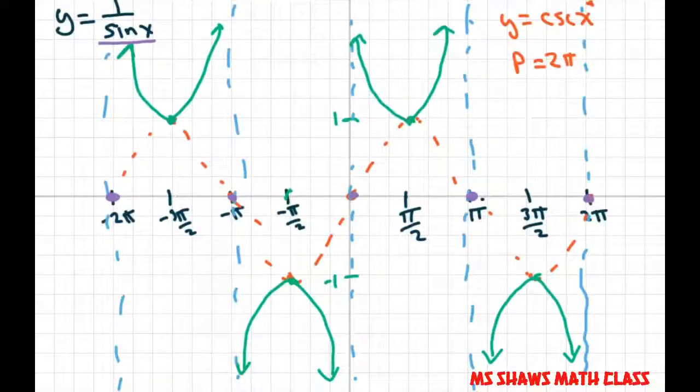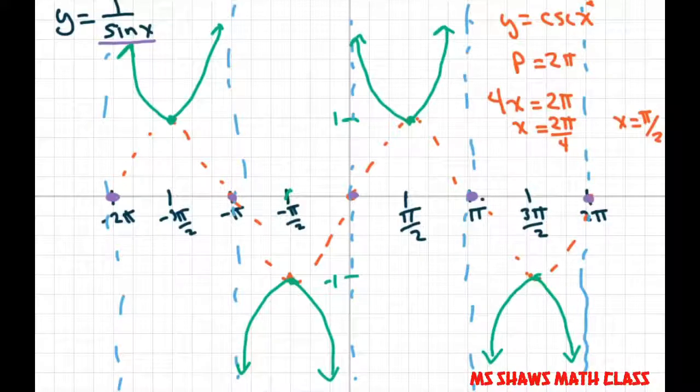So when you have that, you're going to say 4x equals 2 pi. Divide both sides by 4, and you get x equals 2 pi over 4. And that means x equals pi over 2. So if you have a 4x, then that's pi over 2. Can you plug it in? I'm trying to plug it in on this graph.